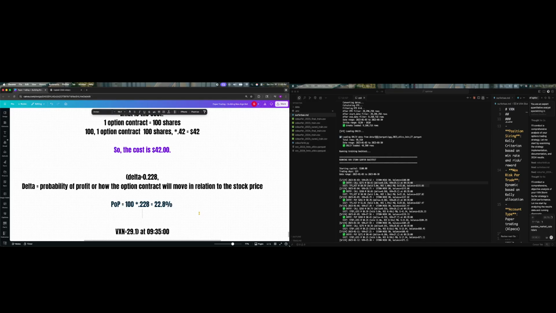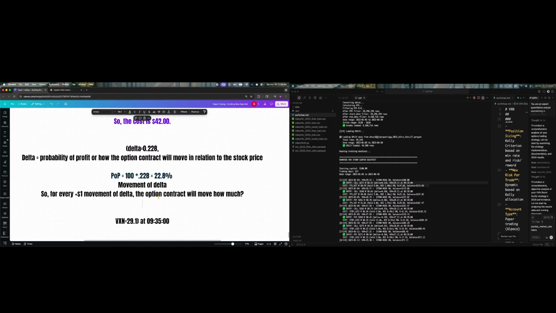So probability of profit is our 22.8%. And we also have movement. This is called the movement of delta. So for every positive $1 movement, the option contract will move how much? What do you think?